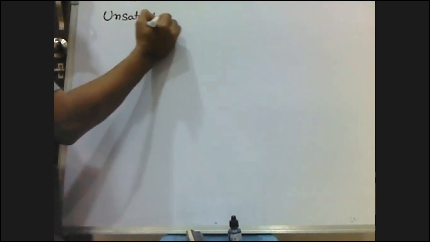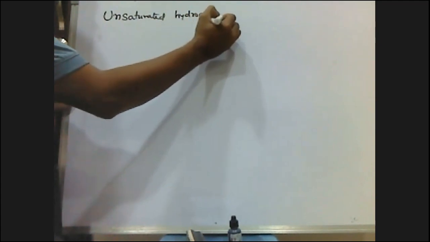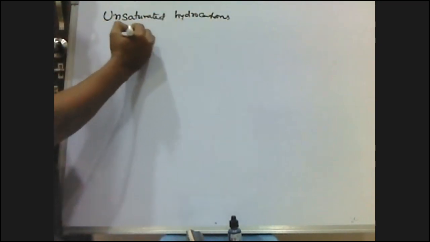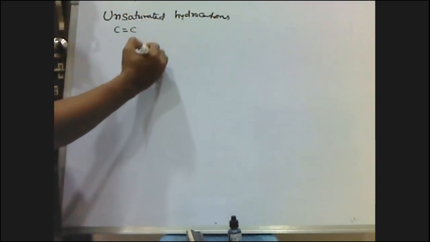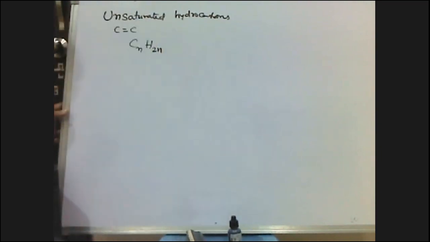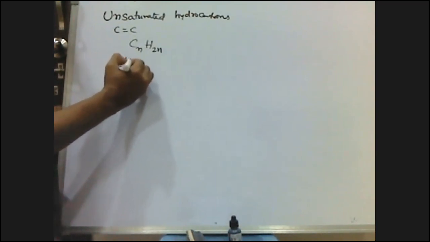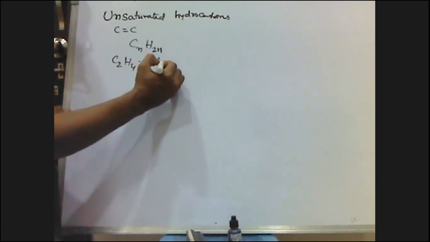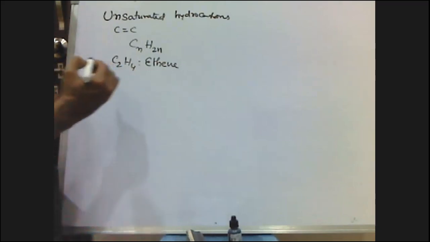So we know that alkenes are the unsaturated hydrocarbons. Unsaturated hydrocarbons having at least one carbon-carbon double bond are called alkenes, and they have the general molecular formula CnH2n. The first member of the alkenes is C2H4, called ethene or ethylene. We have seen the four preparation methods for the preparation of alkenes.